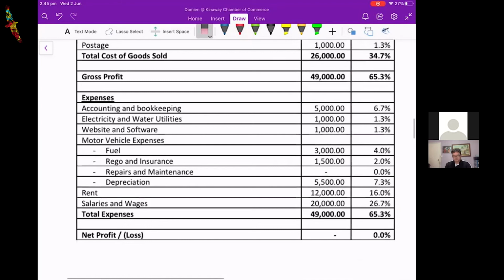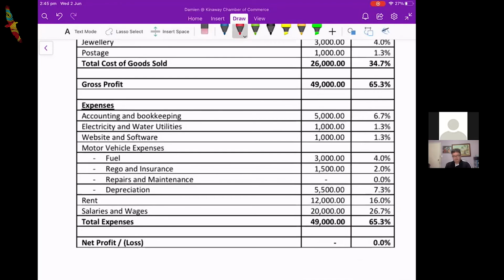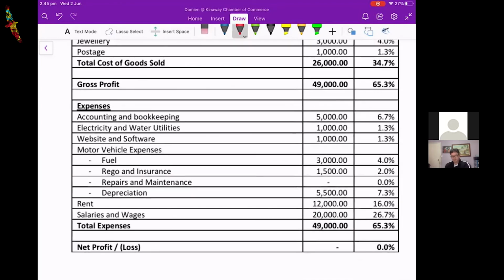Okay, so we see that our accounting and bookkeeping is 6.7%, electricity and water utilities 1.3%, website and software 1.3%, motor vehicle expenses, as we see, 4%, 2%, 0 for repairs and maintenance, and 7.3% for depreciation. Again, a very big cost there that we can see. But then we start to see where our bigger costs or expenses come into play.